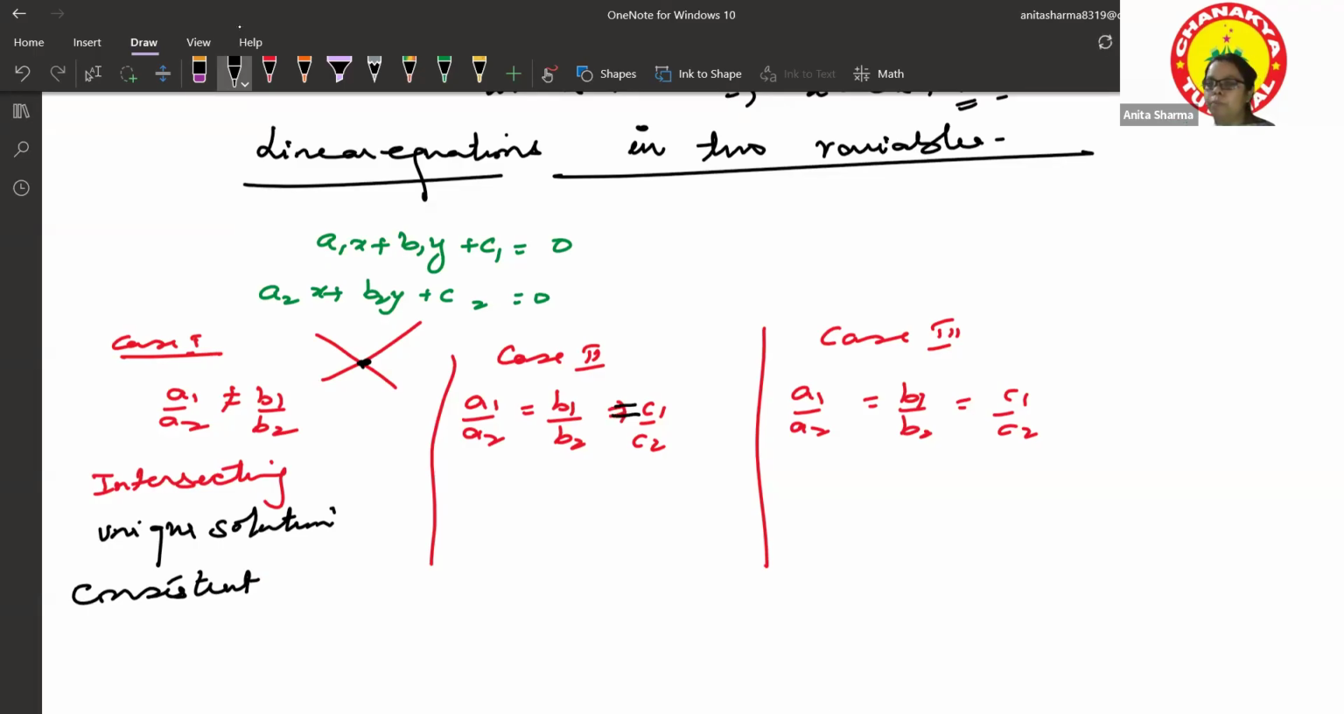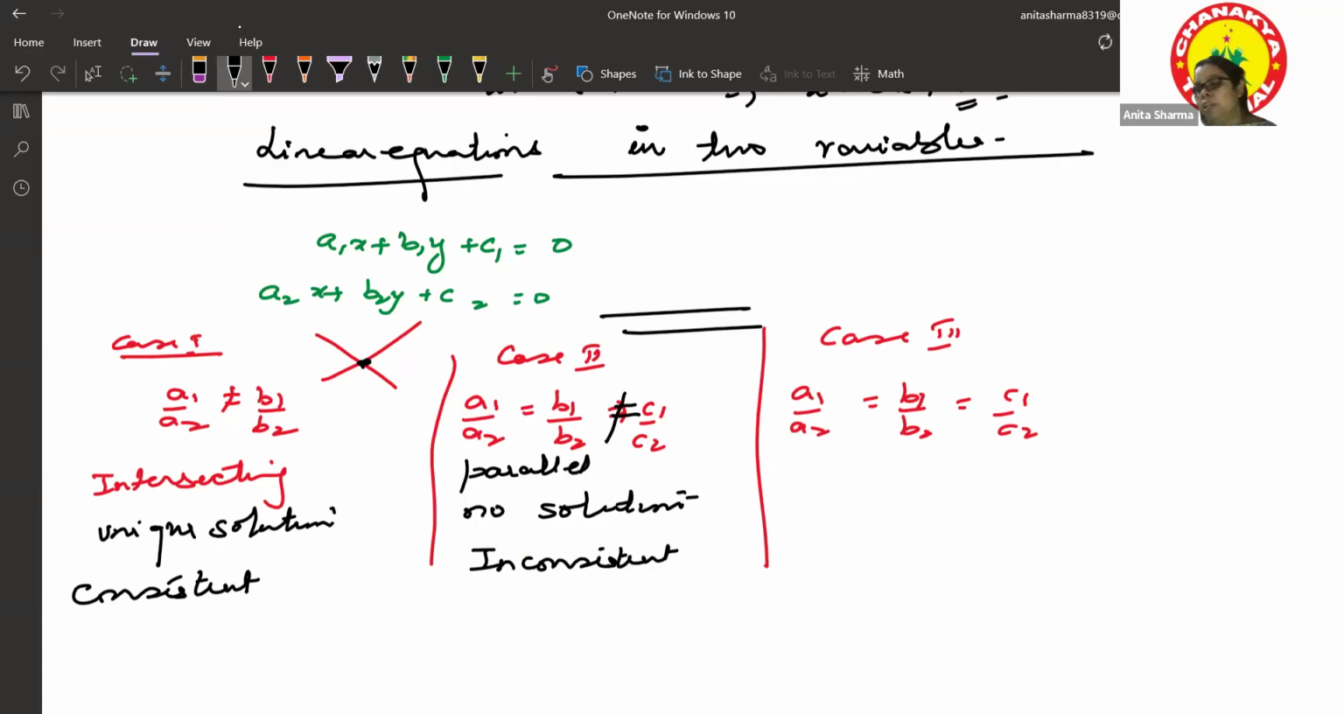In the same way, if a1 upon a2 is equal to b1 upon b2, not equal to c1 upon c2, this type of ratio you will get, it means the lines are parallel. It means they will never meet. So if they will not meet, it means no solution would be there. And for the third one, there will be no solution. Therefore, the system is inconsistent.